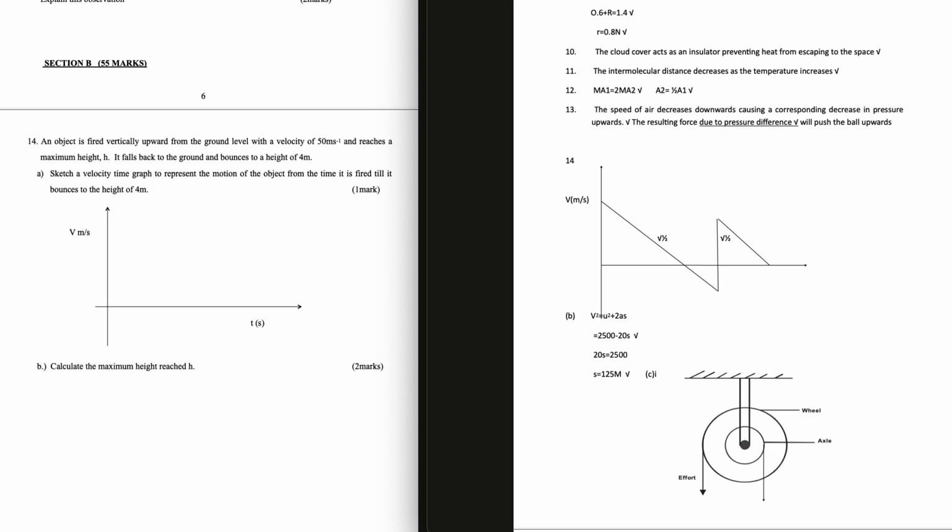Welcome. Today we are continuing with Physics Paper 1, Section B, 55 marks.